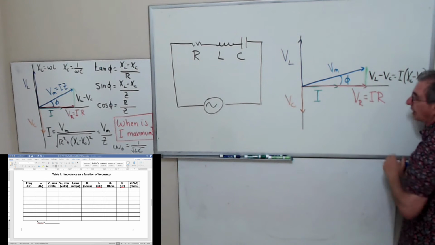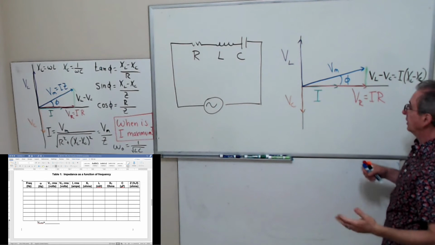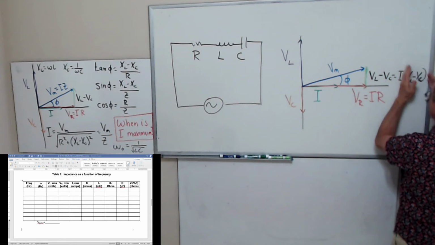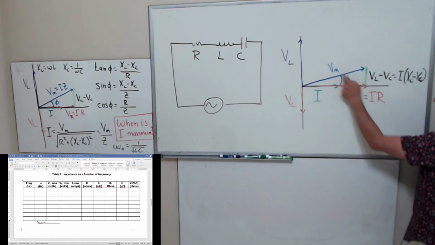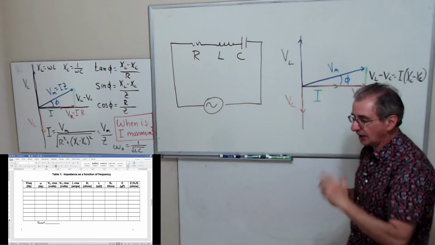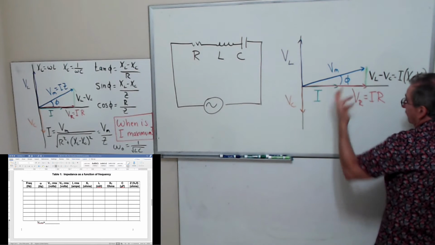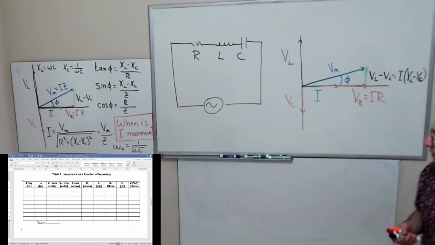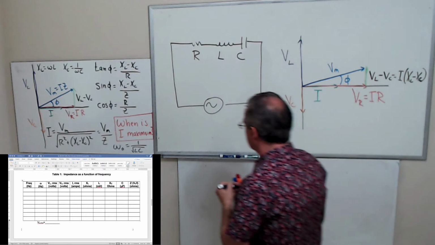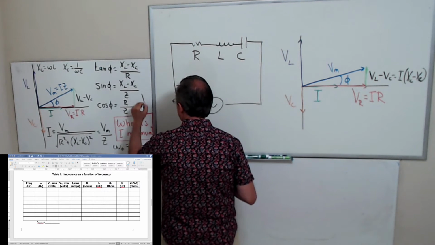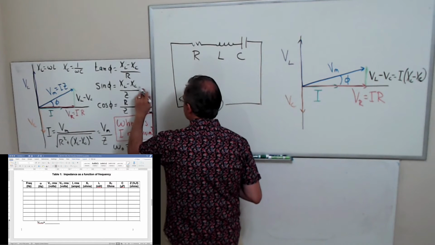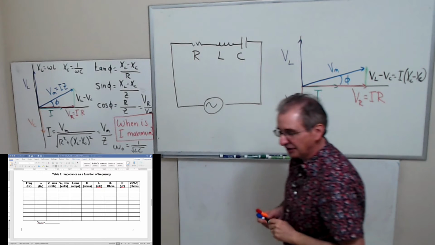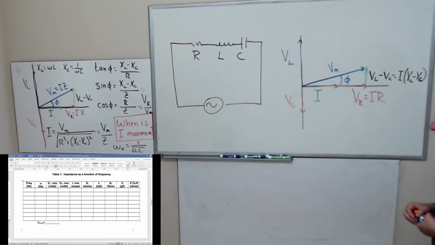And then the sine of phi is opposite over hypotenuse, which is going to be this guy divided by what Z is. And then cosine of phi is R over Z. Again, the I's cancel. I can also write it as V sub R over V sub m. That's cosine of phi. It's either one. Okay. So if I wanted to, I can write it like this. I don't have enough space to write that one. Questions so far about where this comes from?